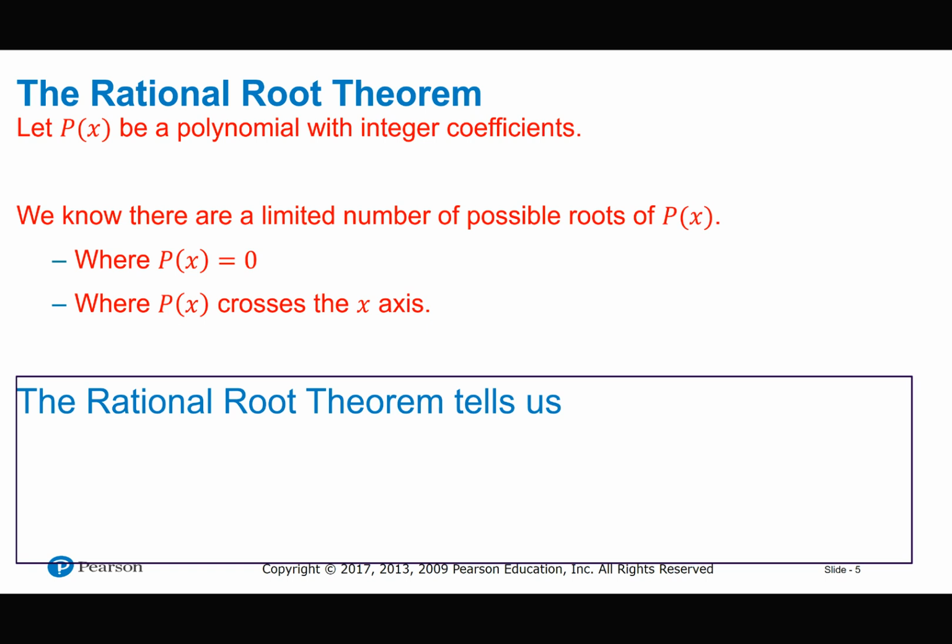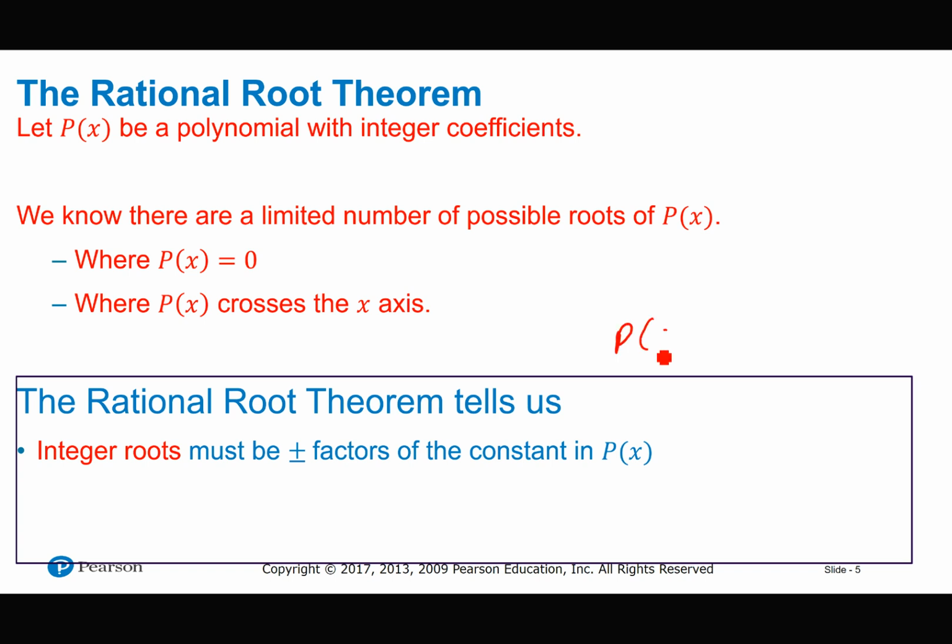Rational just means a fraction. So instead of a coefficient being 3x squared, we could have 3/4 x squared. Our rational root theorem tells us that the integer roots will be plus minus factors of the constant in our polynomial p of x. Okay, so we have some polynomial going on. So say p of x is 3x cubed plus 2x squared plus 5x minus 3.